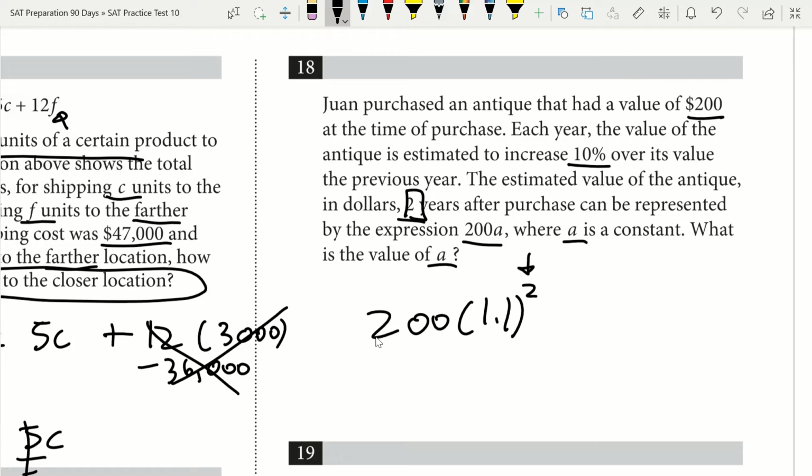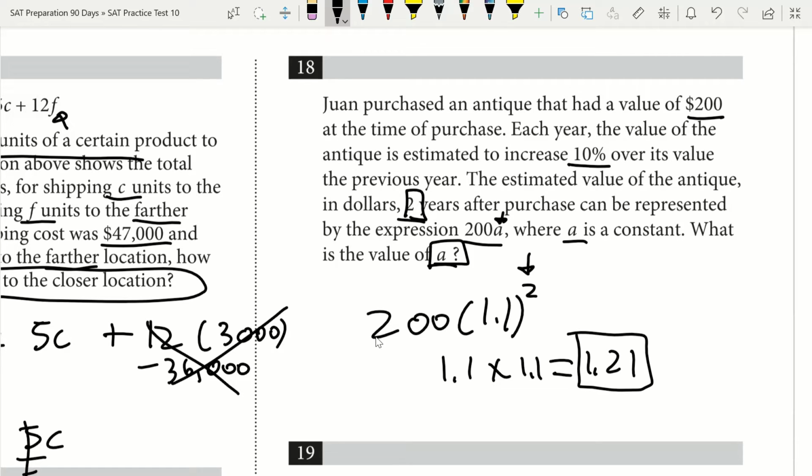So we have to multiply by 1.1 two times, thus squaring that 1.1. Now, keep in mind, we have to answer with the value of A here, so 200 times whatever A is. So we know that A is going to be 1.1 times 1.1. We know that that is going to equal 1.21. Thus, our answer is 1.21.